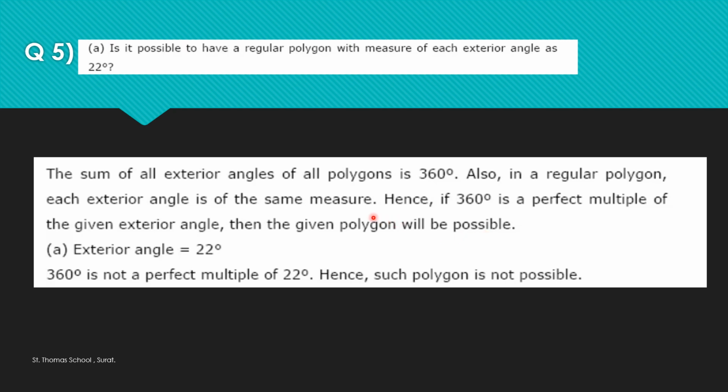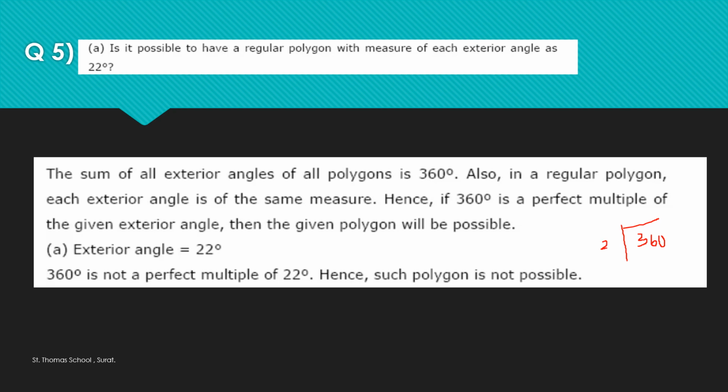It's clear? So if the question is given like this, what you have to do? You have to divide the total angle by 22. If you are getting a perfect multiple, that means if the remainder is 0, then we can say that the given polygon will be possible, otherwise no. You can divide and check whether 360 is divisible by 22. If it is not divisible, then we can say no.